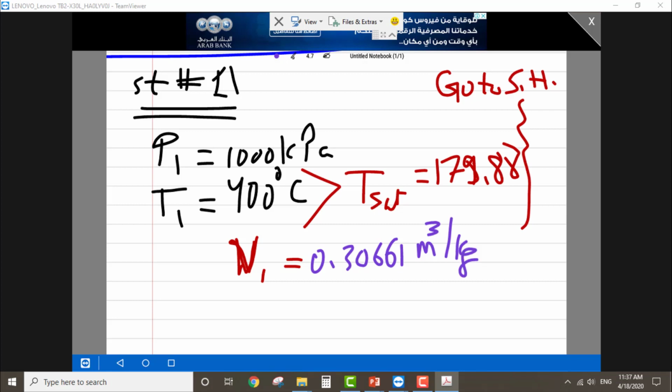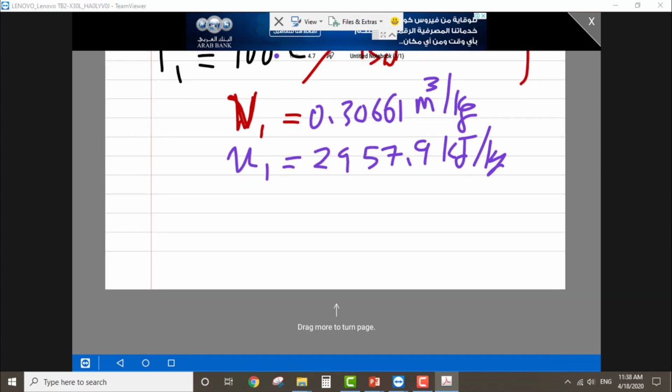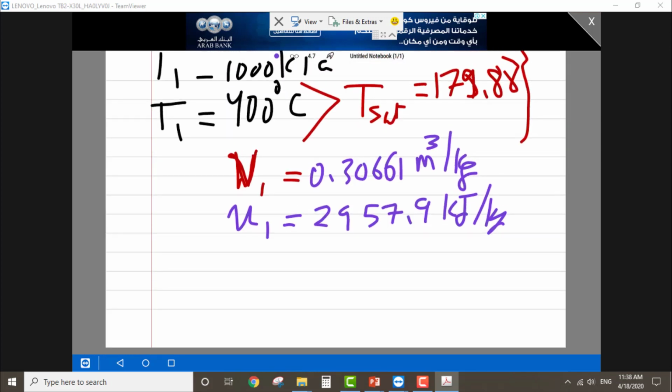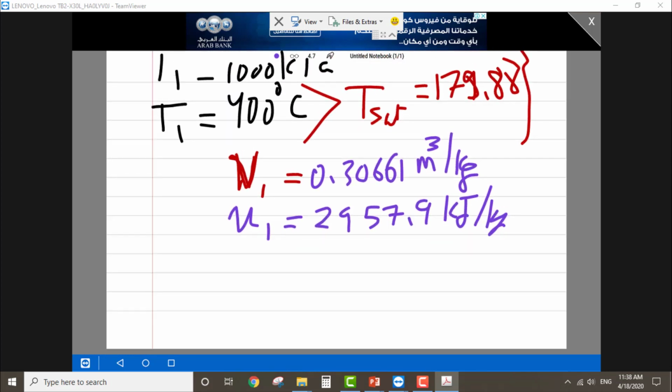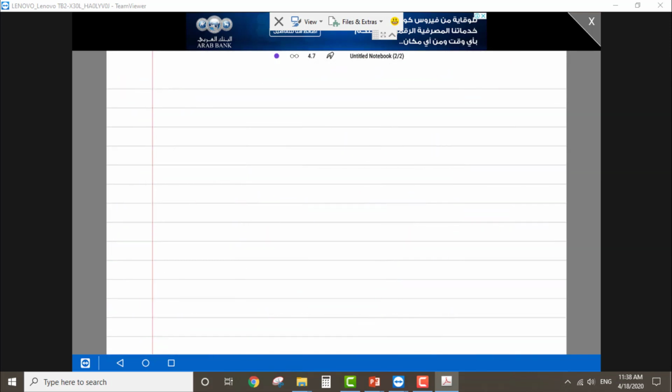As well, we need U1. So U1 equal to 2957.9 kilojoule per kilogram. Here units is very important. Okay, so this is state 1. Now we need also state 2. So in state 2, what do we have?